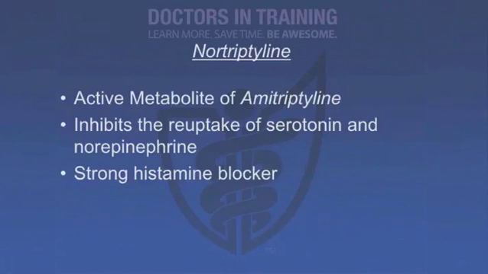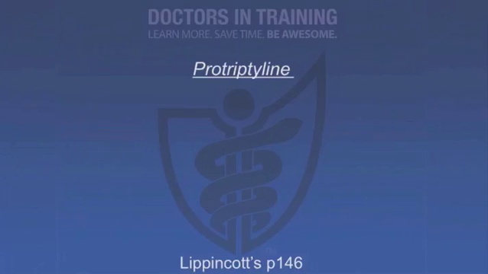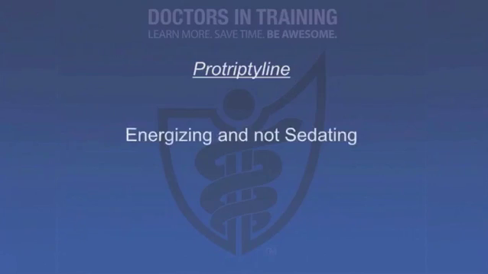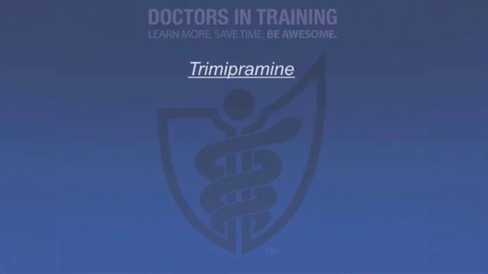Nortriptyline is the active metabolite of amitriptyline. It inhibits the reuptake of serotonin, norepinephrine, and to a lesser extent is a strong histamine blocker, which leads to sedation. It's primarily used in depression, but can also be used in anxiety and insomnia. Protriptyline decreases the reuptake of norepinephrine and serotonin as well. It is unique in that it is energizing instead of sedating. For this purpose, it is used in narcolepsy, sleep apnea, and chronic pain. Trimipramine is a moderate serotonin and norepinephrine reuptake inhibitor. It also has strong histamine blocking properties, which can cause sedation.